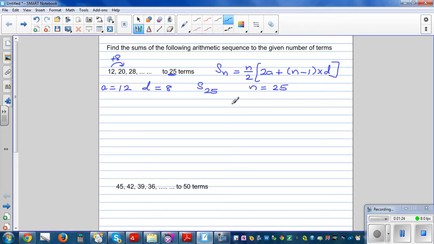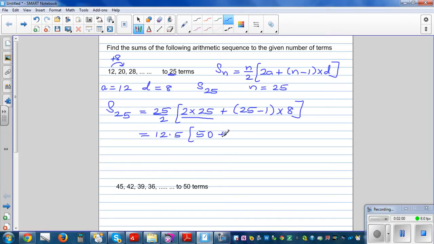So to just apply the formula, S25 is equal to, put 25 in place of n, so 25 divided by 2, bracket, 2 times a, so 2 times 25, plus n minus 1, which is 25 minus 1, times d, which is 8. So let's simplify this a little. So this is 12.5 (25 divided by 2), bracket 2 times 25, 2 times 25 is 50, plus 24 times 8.